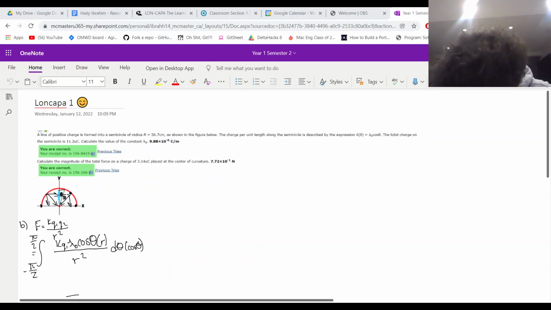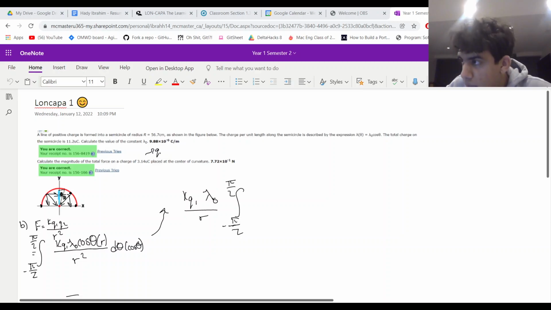We'll keep that Q1. So now this goes here to k q1 lambda 0 over r. That's all of our constants. We have the lambda from the first question. The integral from negative pi over 2 to pi over 2 of cos squared theta. Let's not forget these two cancel out, and those two coses become squared, right?